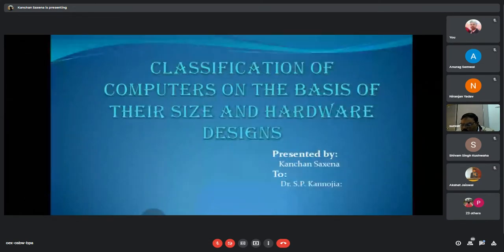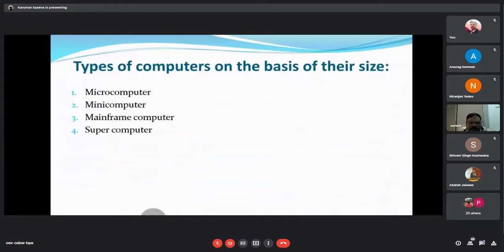Good morning, sir. Good morning, everyone. My name is Kanchan Saxena, and I'm here to explain my presentation on the topic of classification of computers on the basis of their hardware design and their size. First we'll discuss the types of computers on the basis of their size. On the basis of their size, computers are classified into four categories, namely microcomputers, mini computers, mainframe computers, and supercomputers.